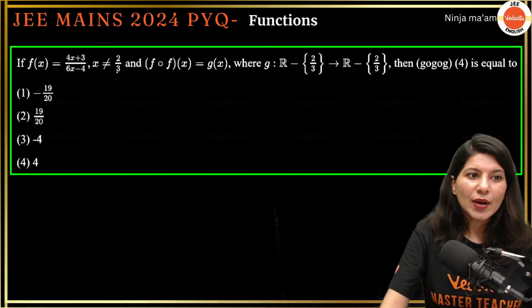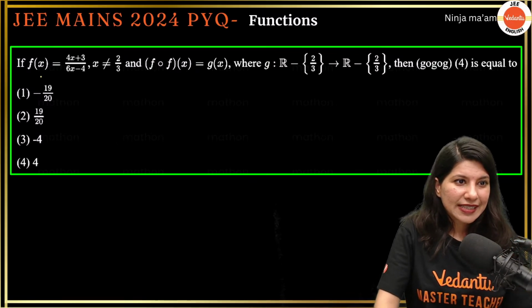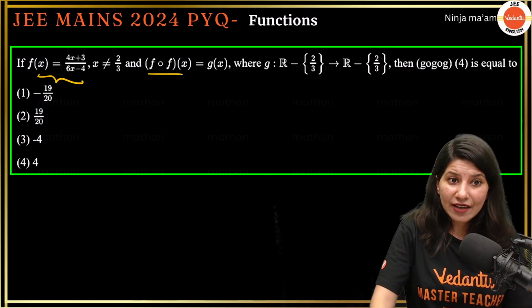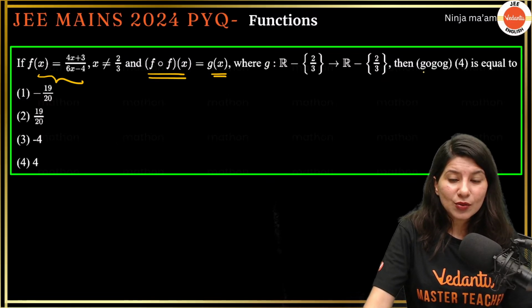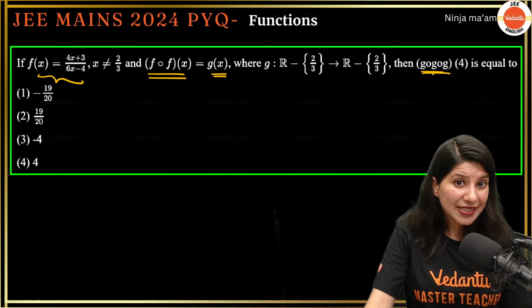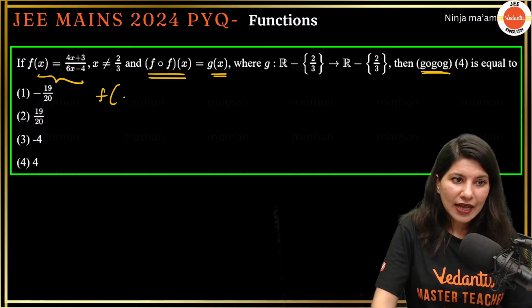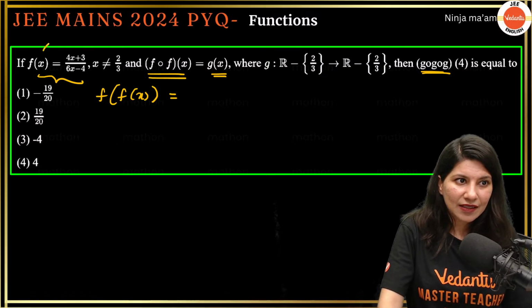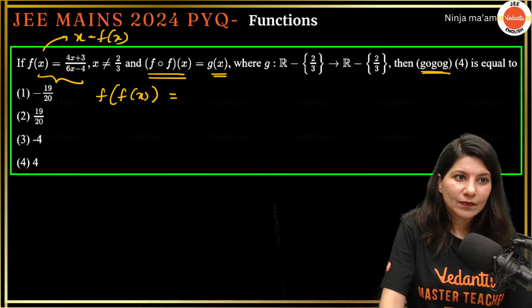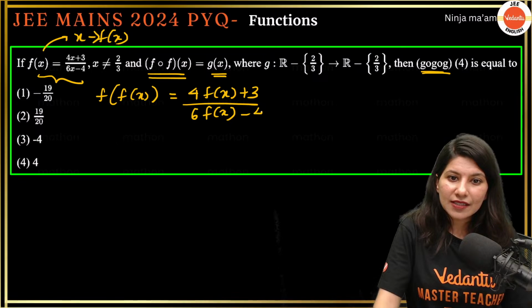Alright, now another question on our screen which is on a similar line. So basically f(x) is given to you and they are saying f of f(x) is g(x). And after that, they want us to calculate g of 4. Now you will see magic in this question, right? So first step is f(x) is given, so calculate f of f(x). You know how to do that, right? Just replace x by f(x). So 4f(x) plus 3 upon 6f(x) minus 4.